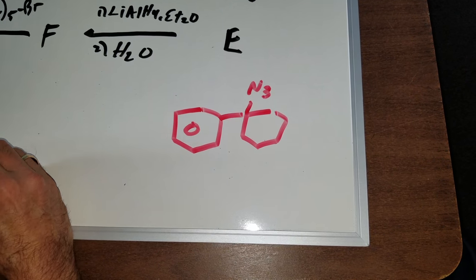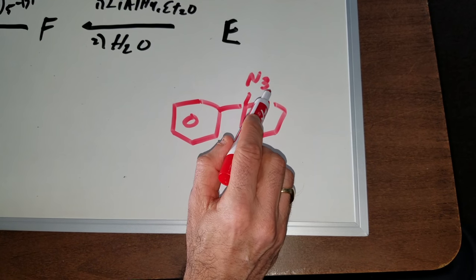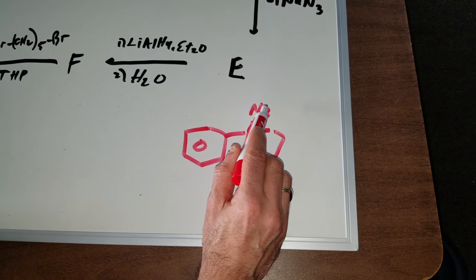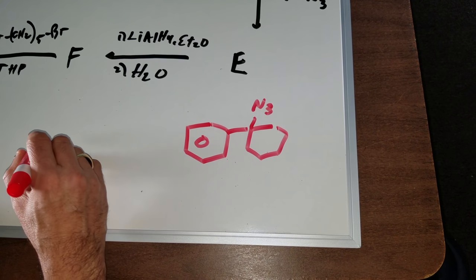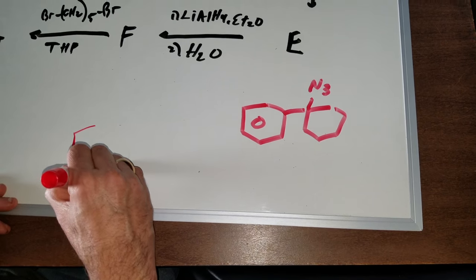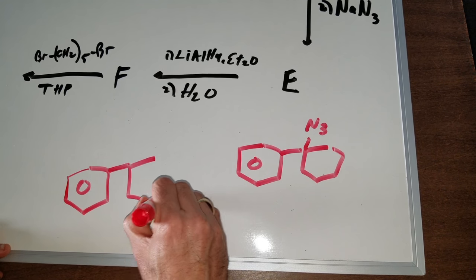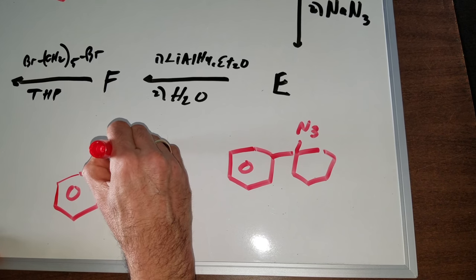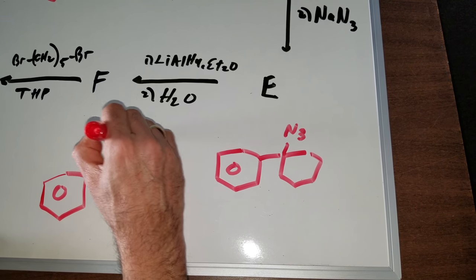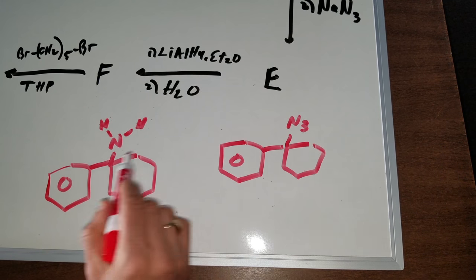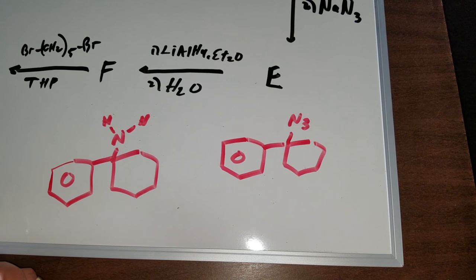So we've just attacked. Now, this step from here to here, we're going to set up a leaving group. Nitrogen gas leaves, it's one of our best leaving groups, and we would end up with this. We get NH2. So as you can see, the reduction of an azide gives me my primary amine.